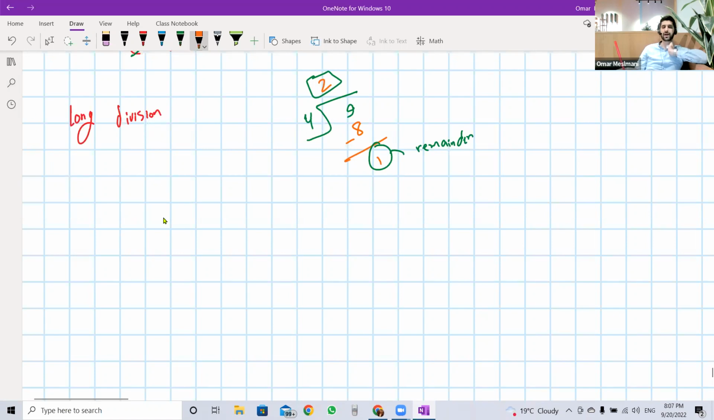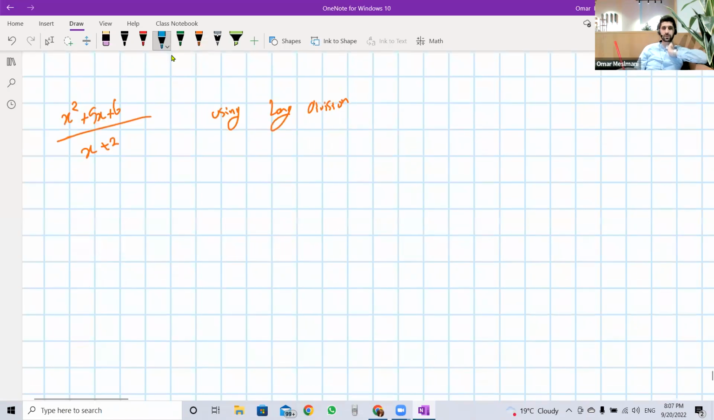But now, what if I have x squared plus 5x plus 6, and you want to divide it over x plus 2, but using long division? How can I divide using long division? I will show you how you do it. You write the numerator here, over x plus 2. Any problem for now? Okay, then what do you do next?